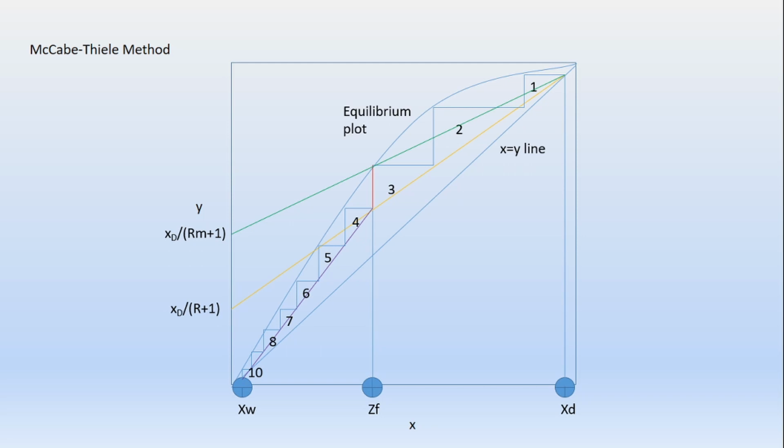If we are using a partial condenser in the column, then the first stage will be considered for the partial condenser. If we are using a kettle type reboiler in the column, then the nth stage will be considered for the reboiler. Okay, the remaining stages will be considered as the trays or plates in the column.